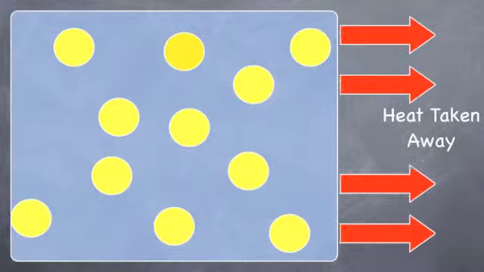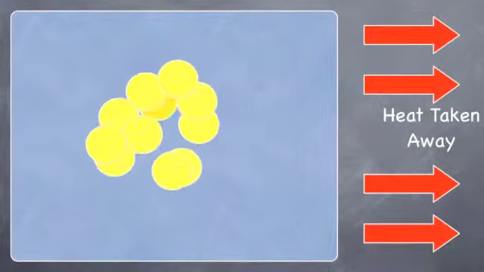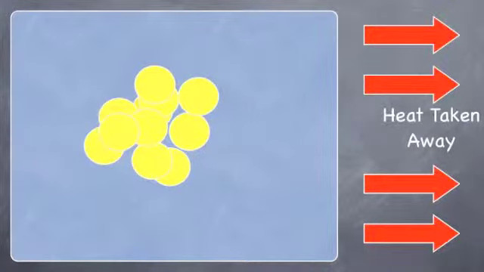In other cases, energy or heat is taken away from the system. When this happens, the molecules have less energy and they begin to condense together because they're not moving around as frequently.